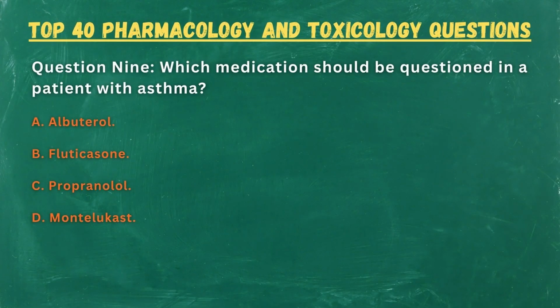Question 9. Which medication should be questioned in a patient with asthma? A. Albuterol. B. Fluticasone. C. Propranolol. D. Montelukast. Answer: C. Propranolol.